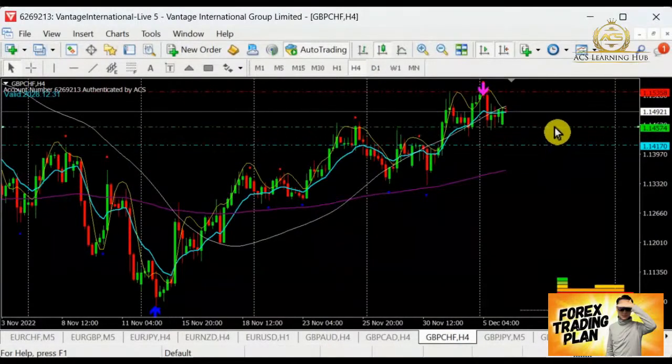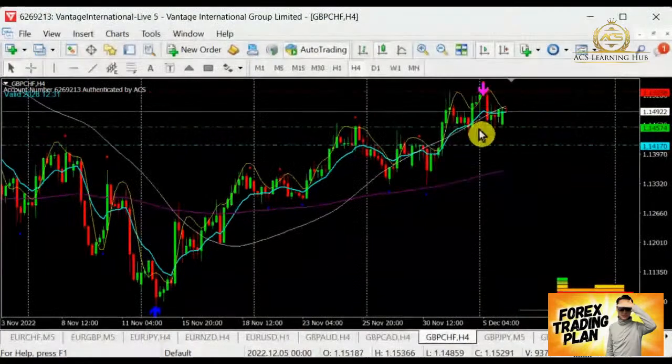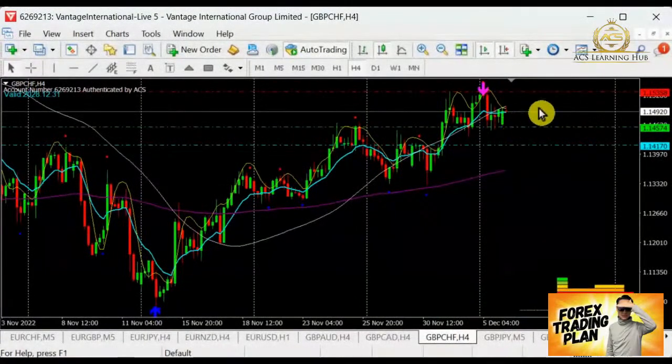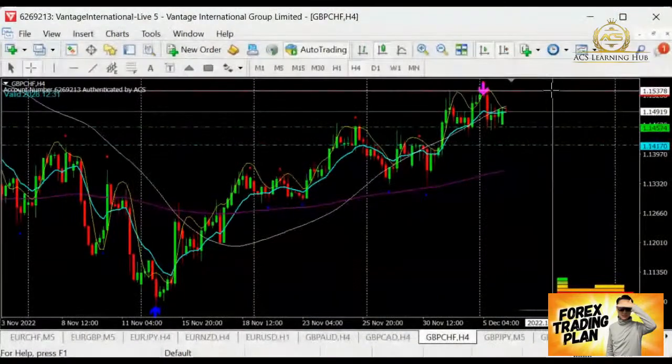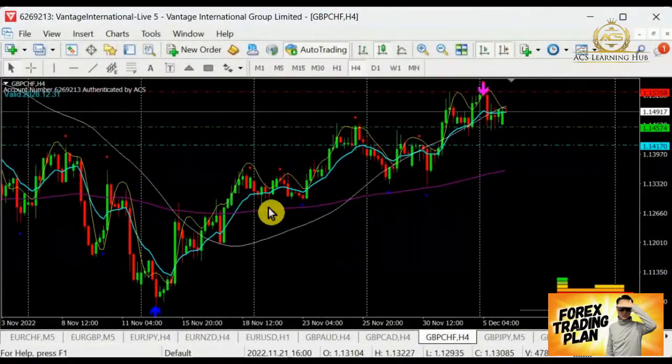There's a support here, and pound franc has been testing this support without breaking. So now let's wait for it to test the resistance before we start selling. Or buyers can take note, whereby if it's setting up a buying, then you can go for a buy. But look out for the resistance here, which is about another 48 pips.